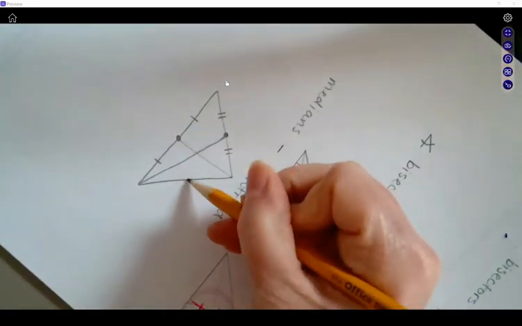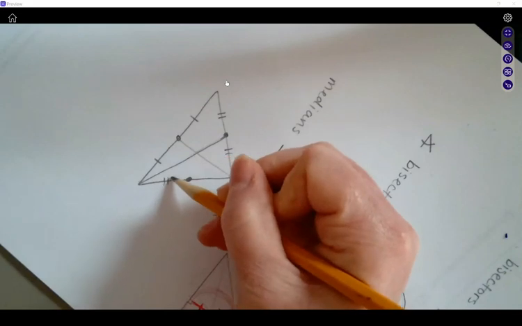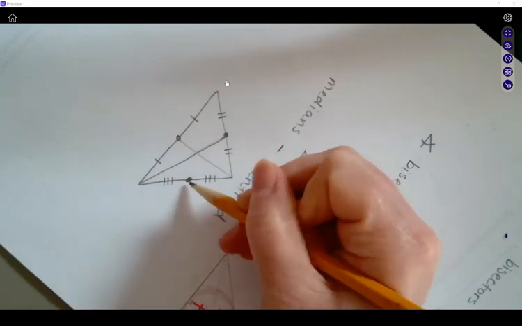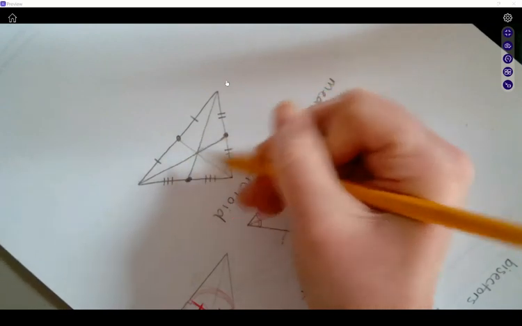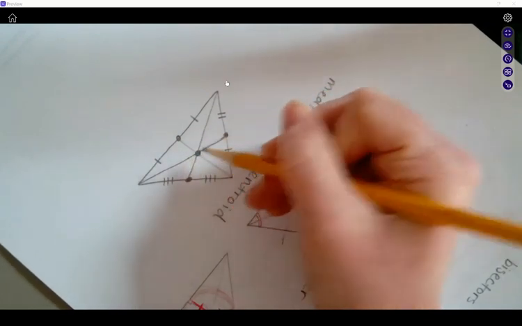So here's, that looks roughly like in the middle. By definition, a median is created by a midpoint that connects to the vertex opposite of it. And that point of concurrency, that is our centroid.